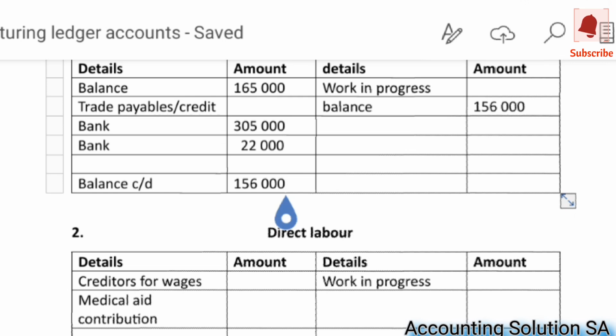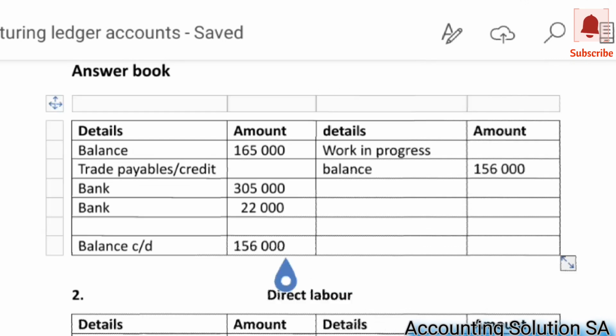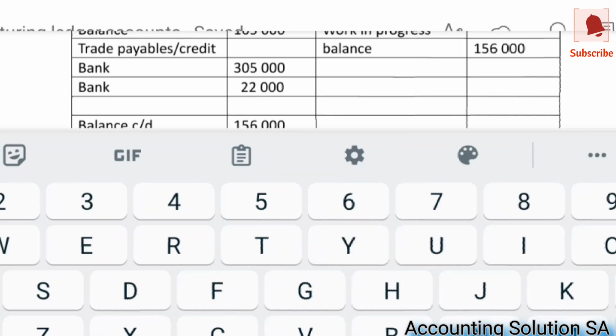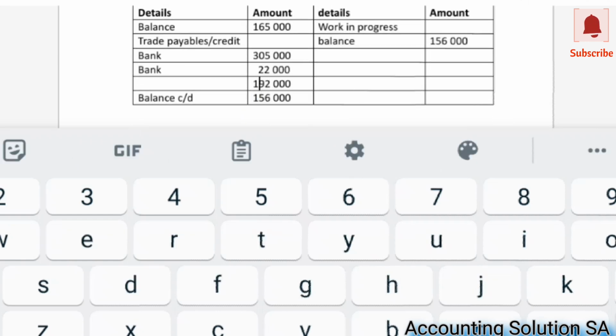Okay, so now we have to make sure that our account is balanced, which means that we have to add everything on the debit side. Remember guys, don't include the carry down when you add your balances, because the carry down is after everything. Which means that we're going to take 165,000 plus 305,000 plus 22,000, then it's going to give you 192,000. Okay, 192,000 is the total, which means that even this side must be 192,000. Remember guys, what is on the debit side must be the same as what is on the credit side.